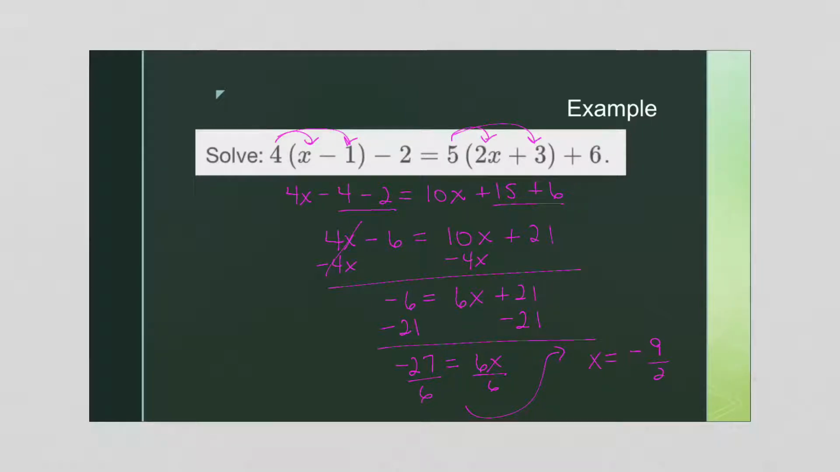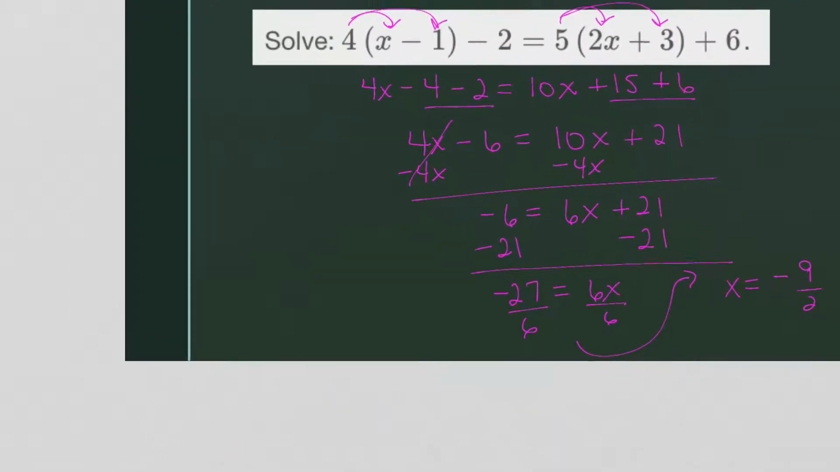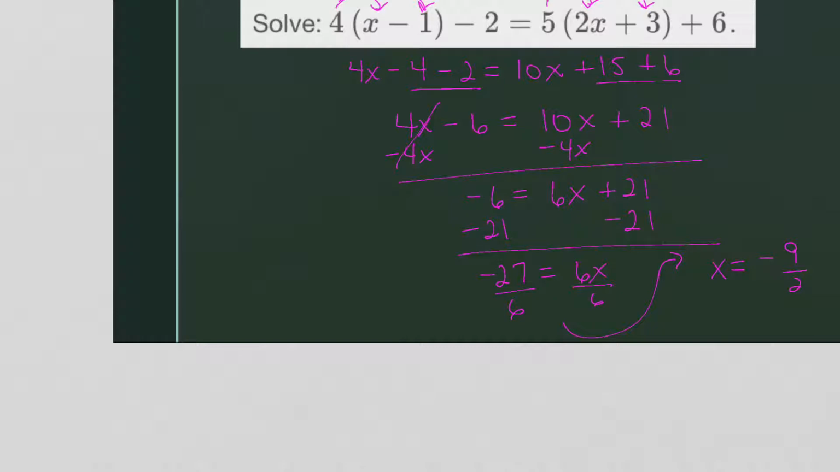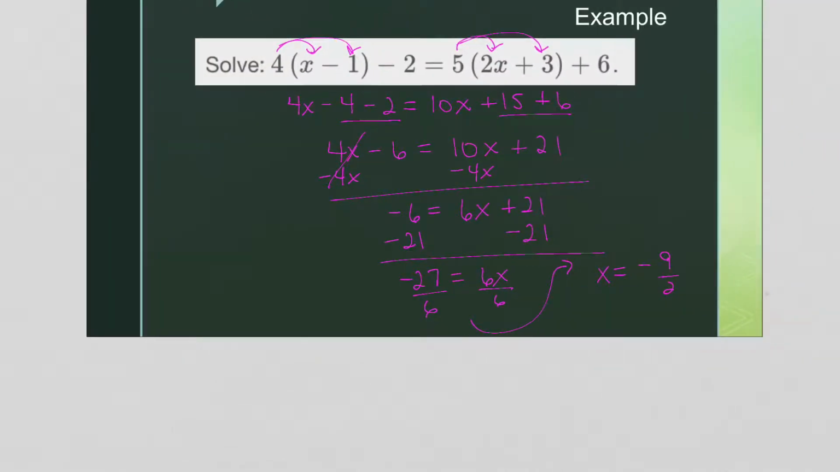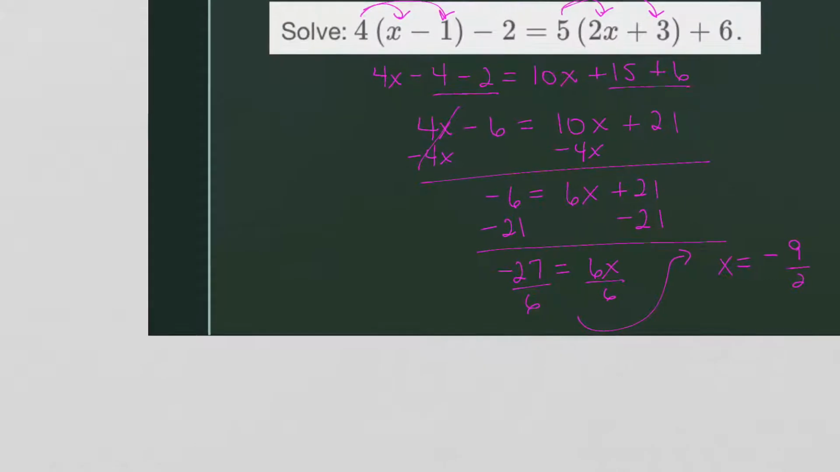All right, so let's check this out and see if it works. Okay, so I'm going to move things around a little bit. Negative 9 halves is our answer. All right, so I had to give myself some more space. All right, so 4 times negative 9 halves minus 1 minus 2. Does that equal 5 times 2 times negative 9 halves plus 3 plus 6?